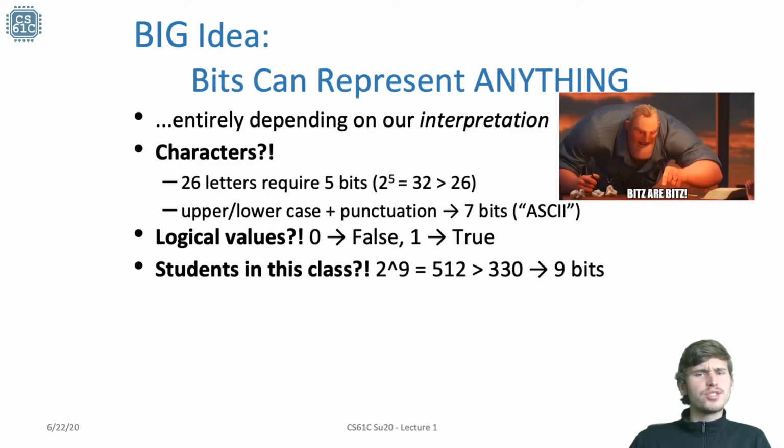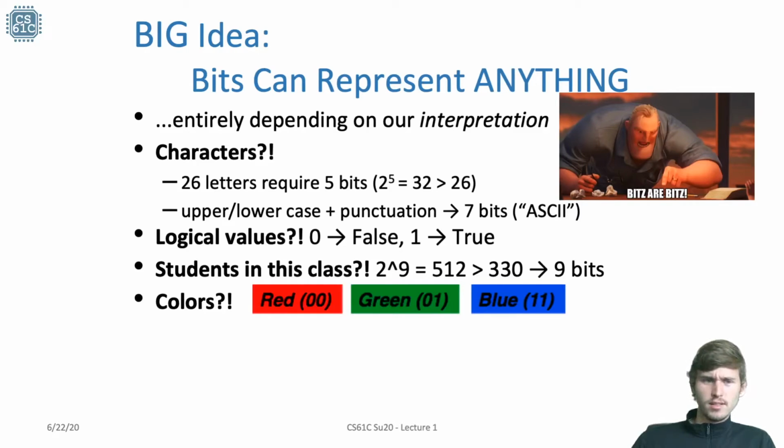How about if we want to represent students in this class? Well, we have approximately 330 students, which would mean we'd need about 9 bits to actually represent every student in this class. How about colors? I mean, couldn't we just make red 0 0, green 0 1, blue 1 1? Then we'd be able to represent 3 different colors with just 2 bits.